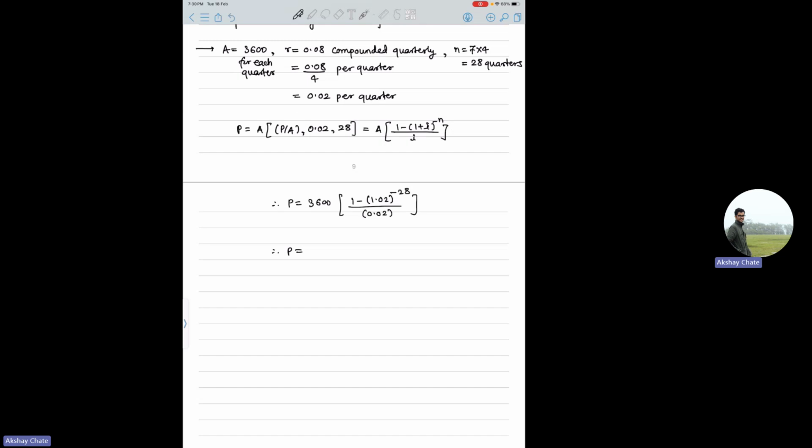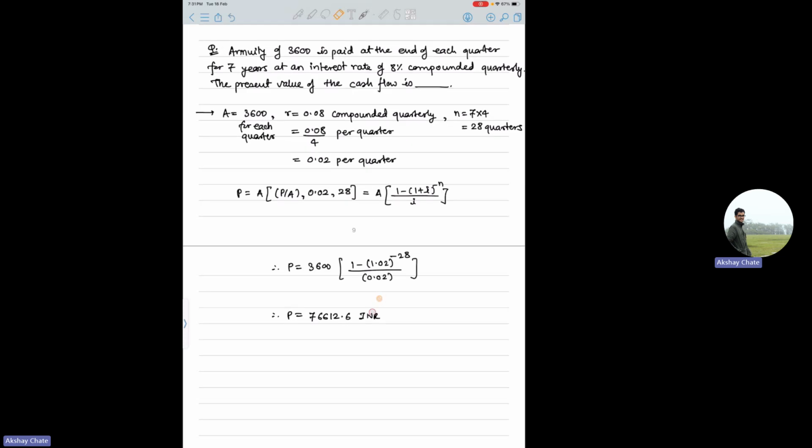Okay, so if you do the calculations, let me just do it for you. 3600 into 1 minus 1.02 raised to minus 28, divided by 0.02. So your present value of the cash flow for these many quarters is 766.2.6. No need to put INR because the question doesn't mention it. So this is your answer.